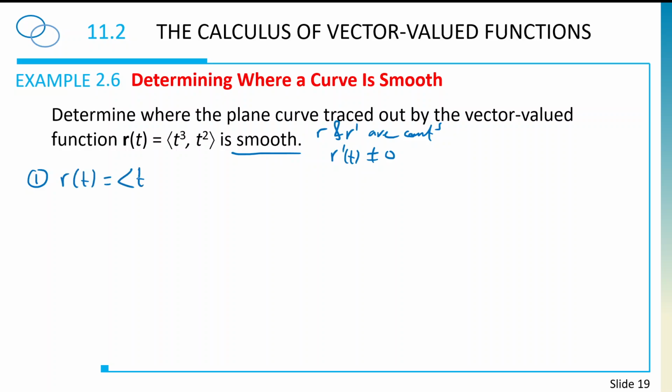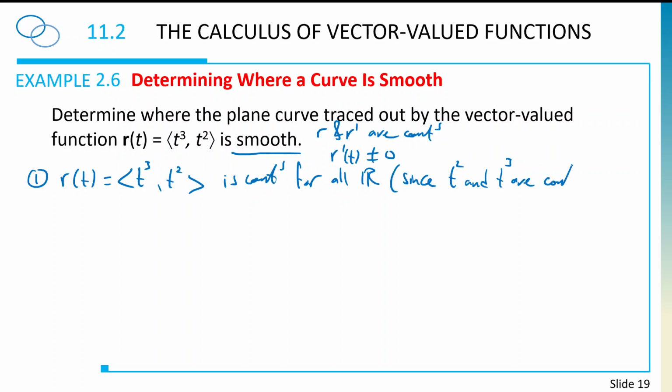It's equal to t to the power 3 and t squared. What do you think? Is it continuous? t to the power 3, t squared, both are polynomials. So this is continuous for all real numbers. Why? Since t squared and t to the power 3 are continuous polynomials. We know them. t squared, t to the power 3 are already continuous polynomials. So that's it. It's continuous everywhere. So the first condition is satisfied.